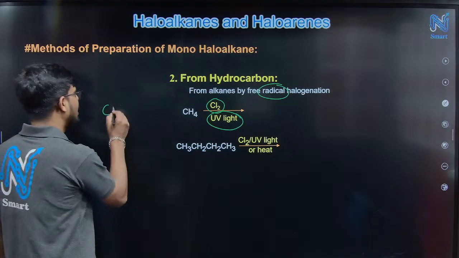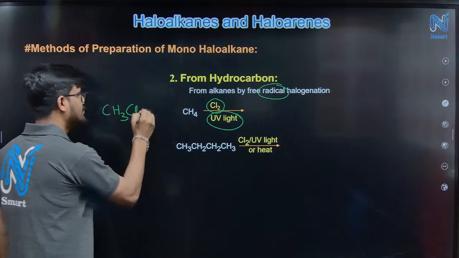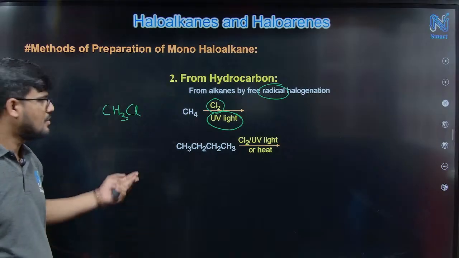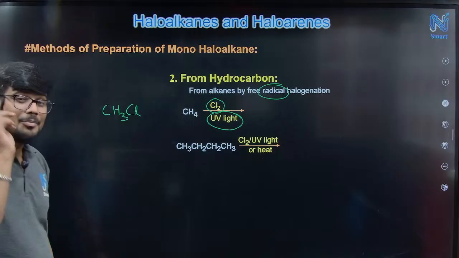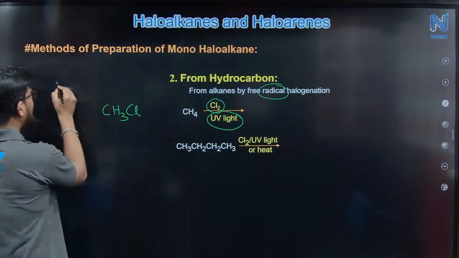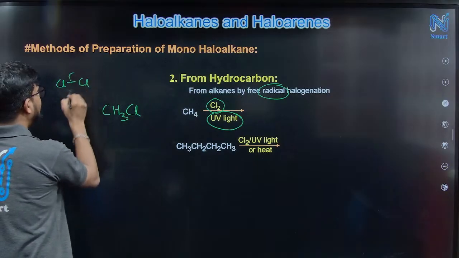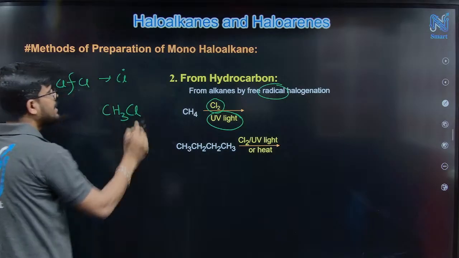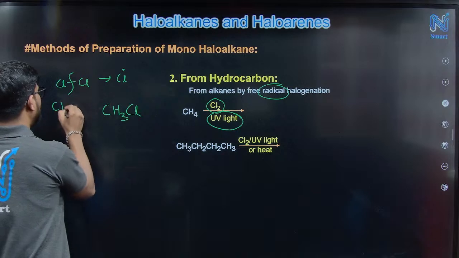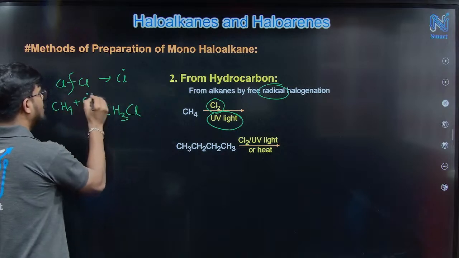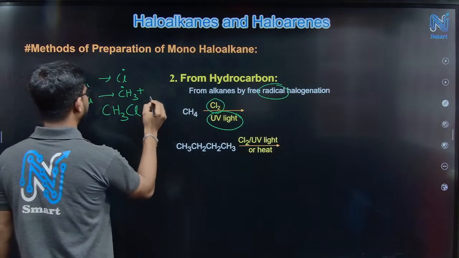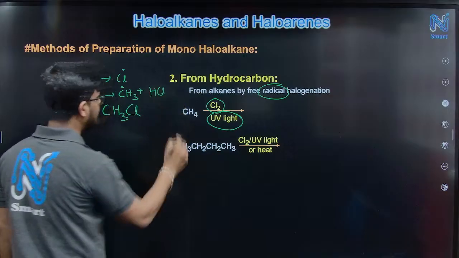We will get alkyl chloride, meaning methyl chloride in this case. Reaction is done, so we will get this product, right? But the point is, chlorine under UV light is producing chlorine radical, right? So that chlorine radical means CH4 plus Cl dot. So what are we getting? CH3 dot plus HCl, correct?